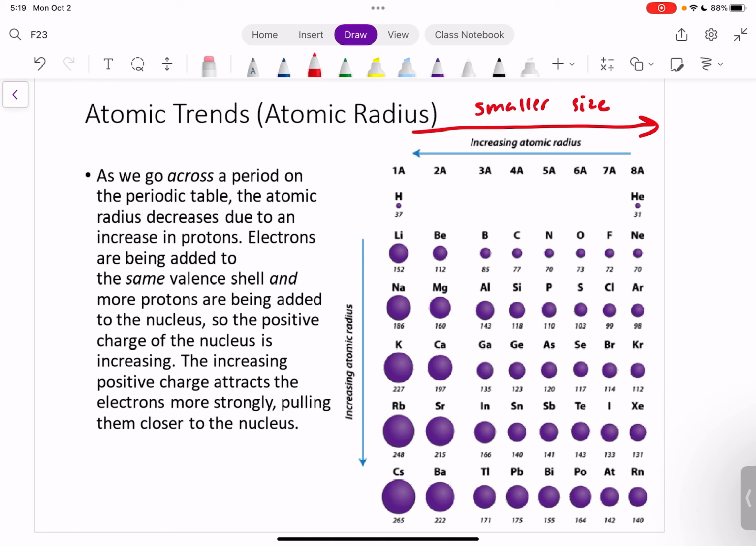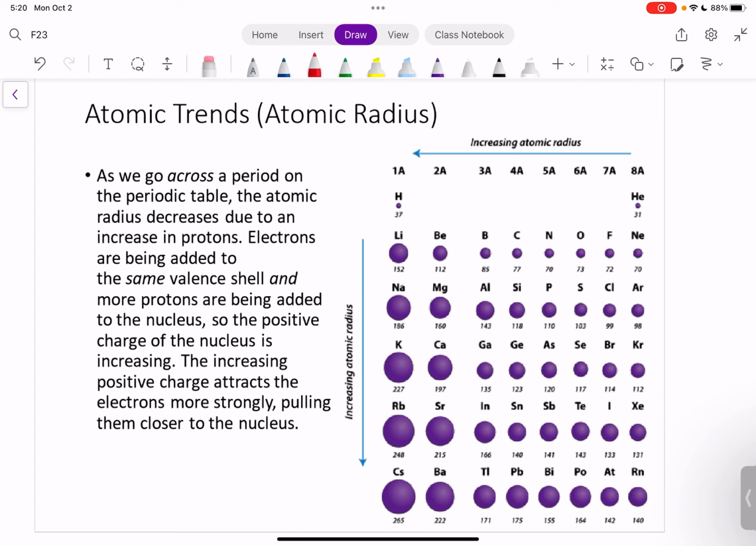And the reason for that is that we're increasing the number of protons, right? Thinking about our atomic numbers, they're increasing as we go right and down on the periodic table. So as we add those protons, the positive charge of the nucleus is increasing. We've got more positive protons, so we're increasing that charge, and that's going to attract electrons more strongly and pull them closer to the nucleus.